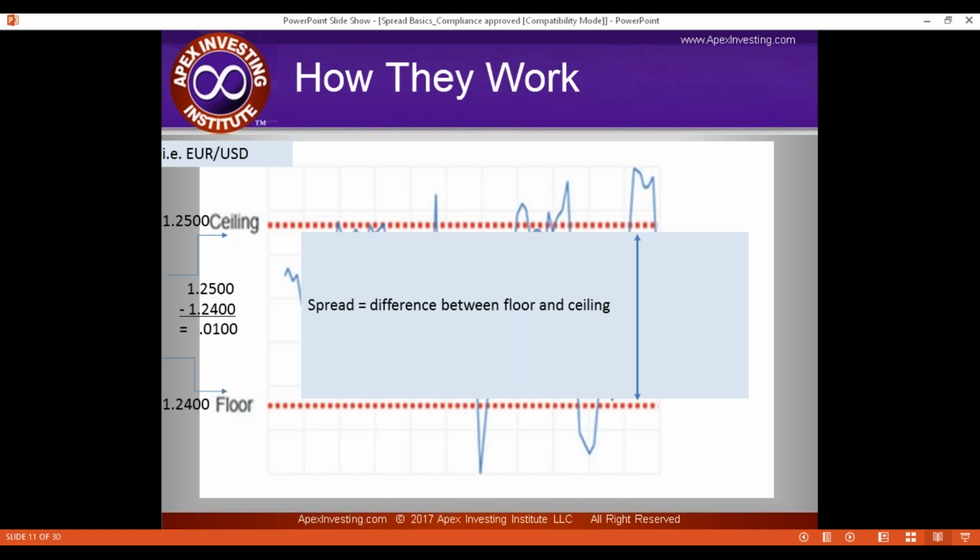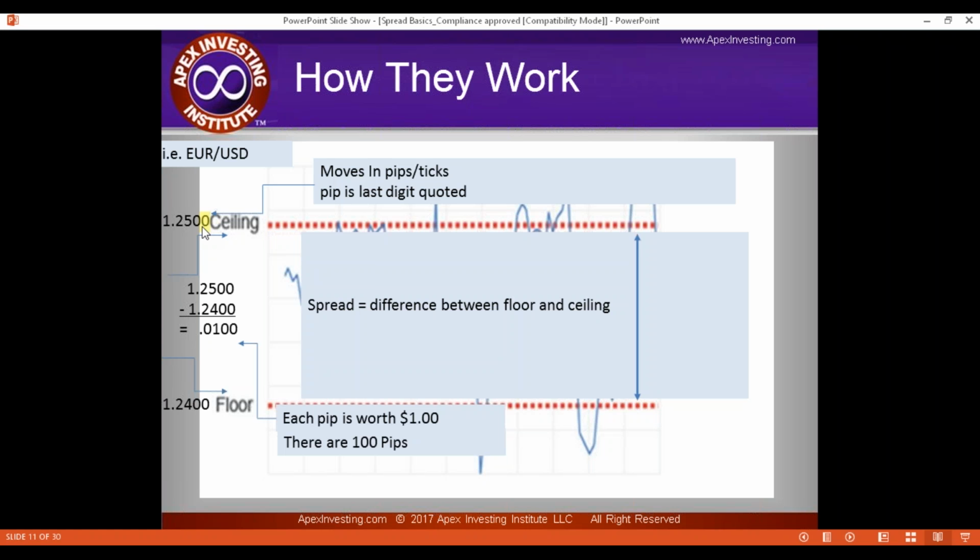So just because this particular example happens to be 100 pips, don't wrap your mind around it like a binary, worth 0 or 100, top or bottom. No, no, no, no. It's different. This one just happens to be 100. In no way equate that to a binary, because there are all kinds of different spreads with Nadex, all different widths. The spread is the difference between the floor and the ceiling. It moves in pips or ticks, which is the last digit quoted. Each pip is worth $1, and in this particular example, there are 100 pips.